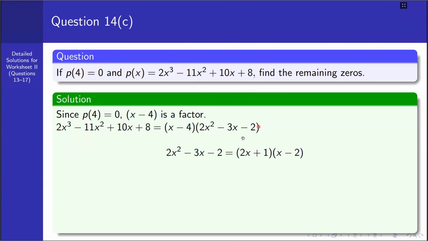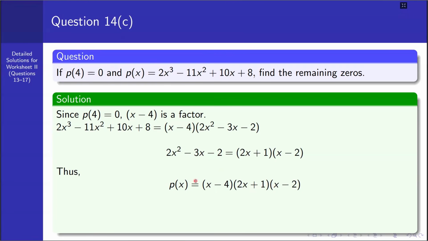We look for two real numbers whose sum is minus 3 and whose product is minus 4, so that we can have 2x plus 1 and x minus 2. So the roots of this are x equal to negative 1 over 2 and x equal to 2, and here we have x equal to 4, which is given from the question itself. And therefore p of x can be fully expressed in factorized form as x minus 4 times 2x plus 1 times x minus 2.